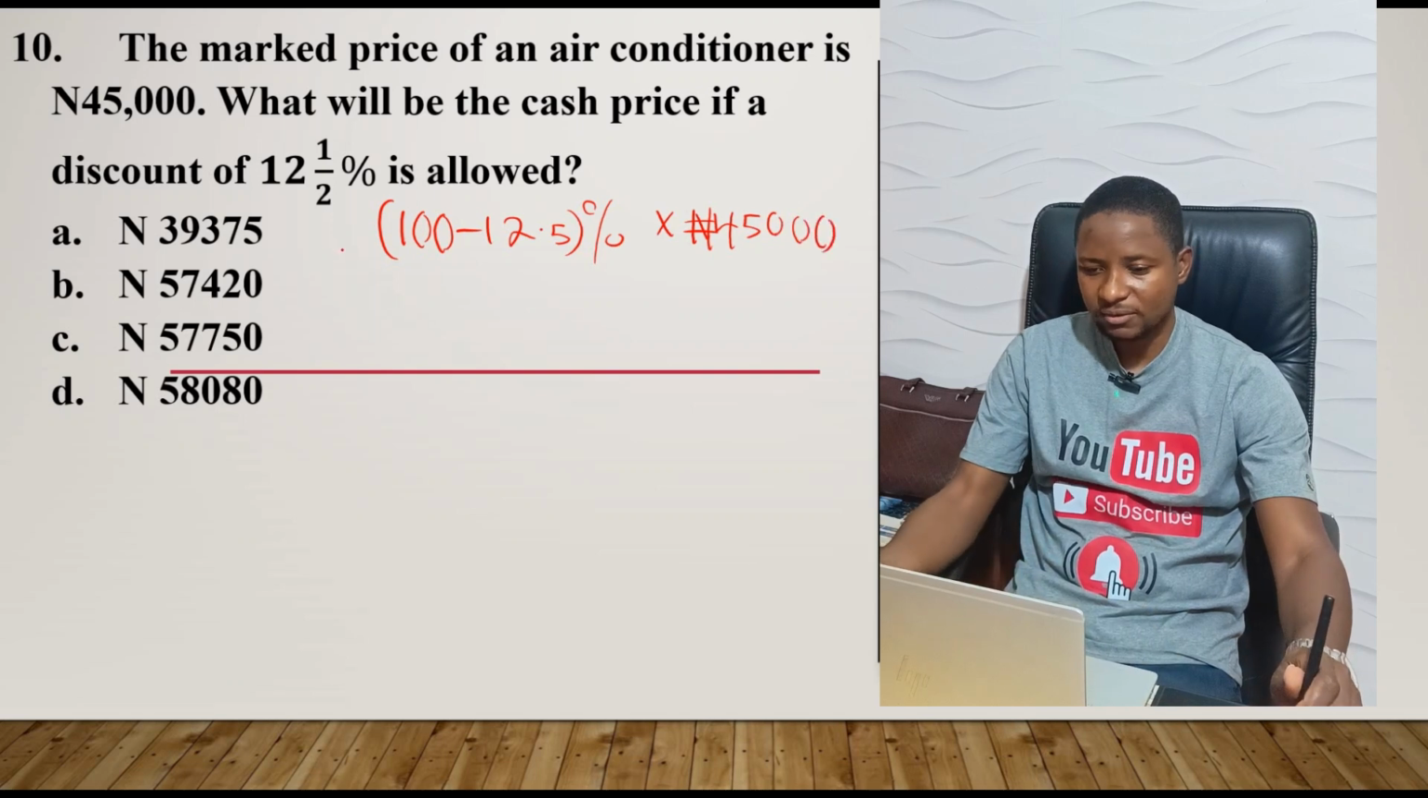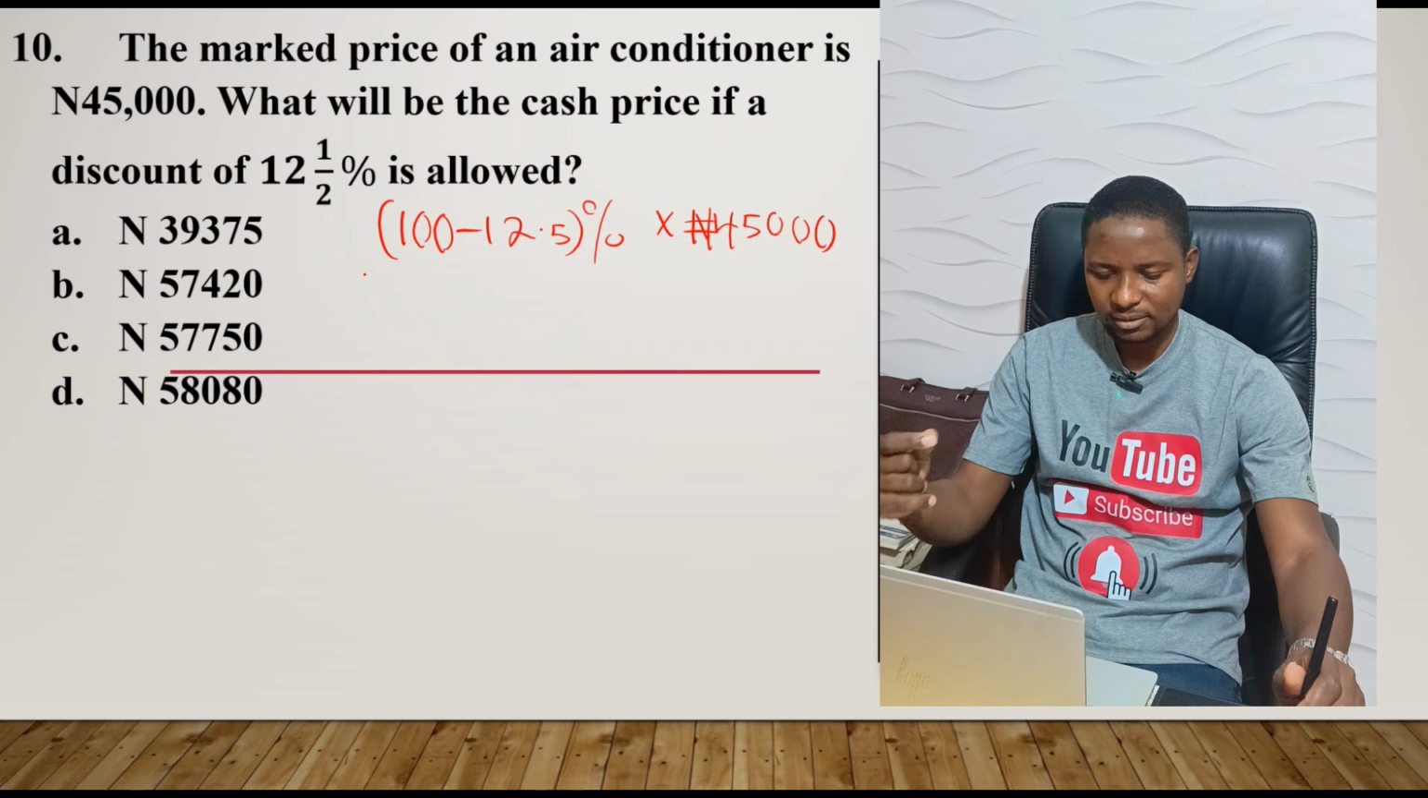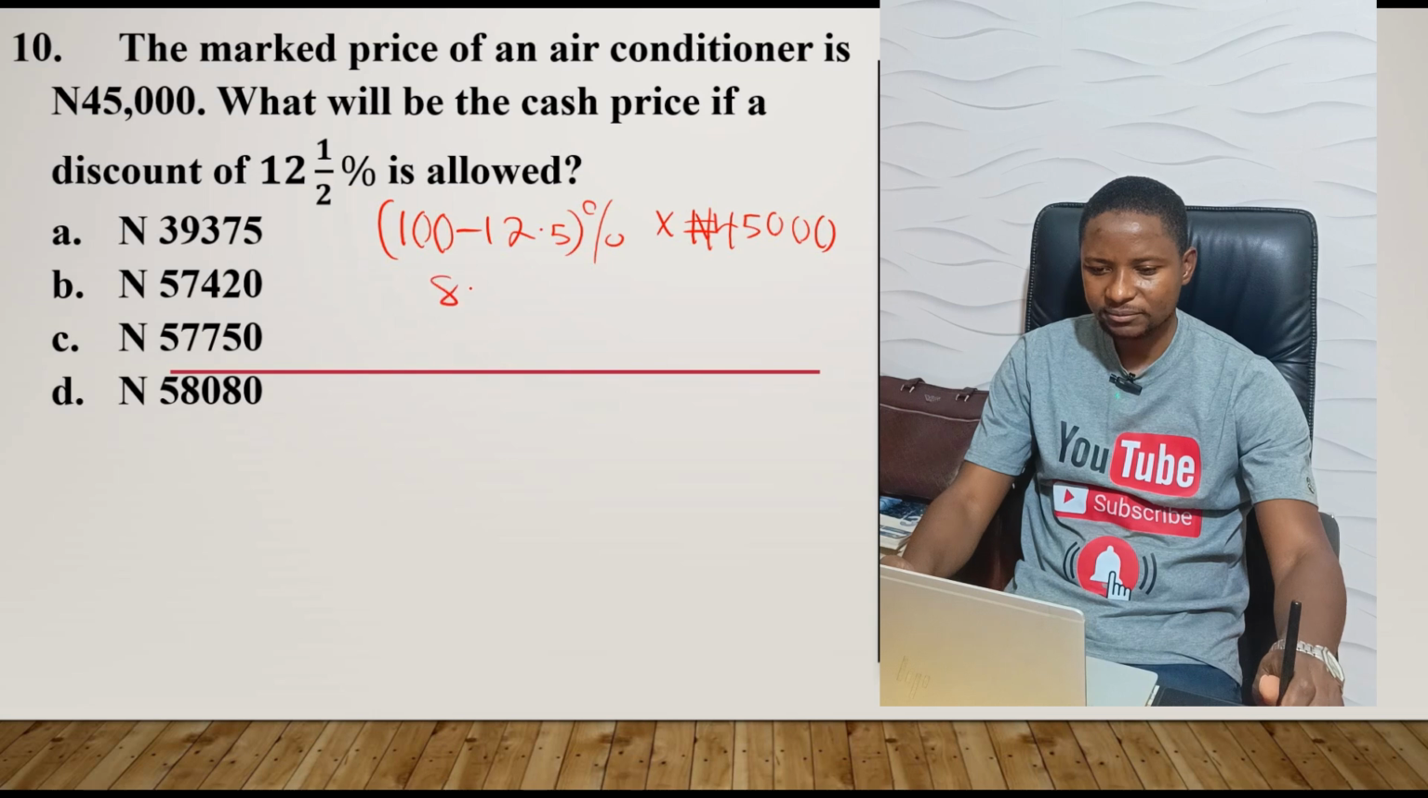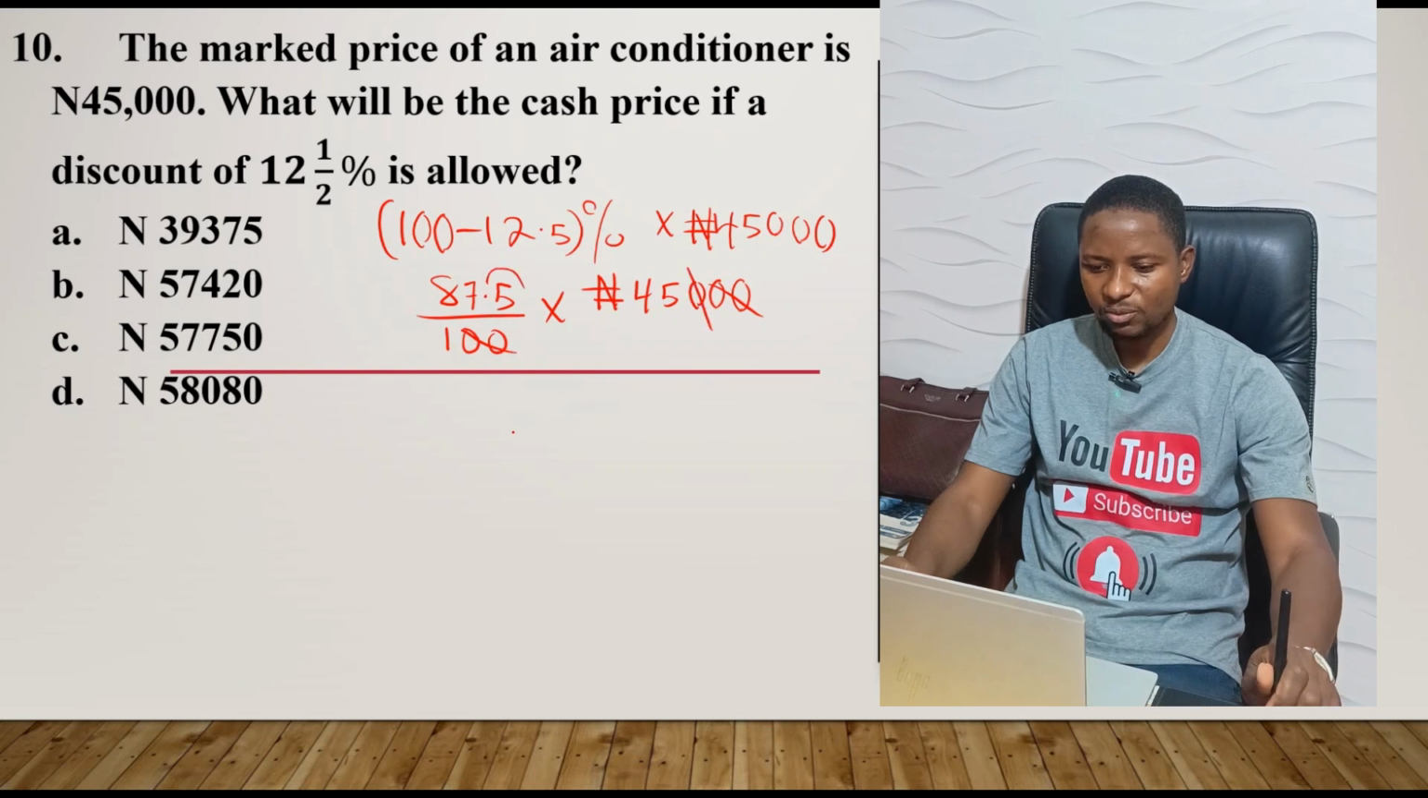Now 100 minus 12, you can even do 100 minus 10, that's 90, minus 2, that's 88, minus 0.5, that's 87.5. Then percentage means over 100. Then times 45,000. Now 2 zeros cancel 2 zeros. Because of this 0, I can cancel the 0 and move the decimal point forward. So what I have left is 875 times 45.